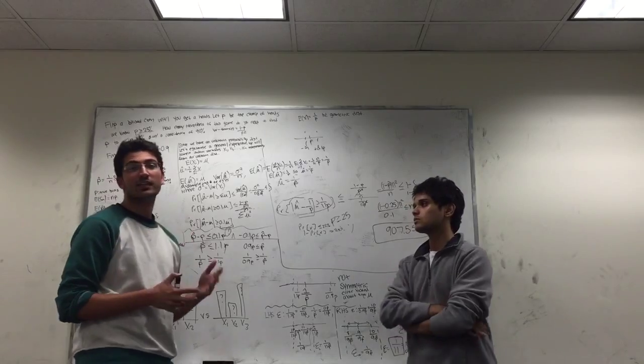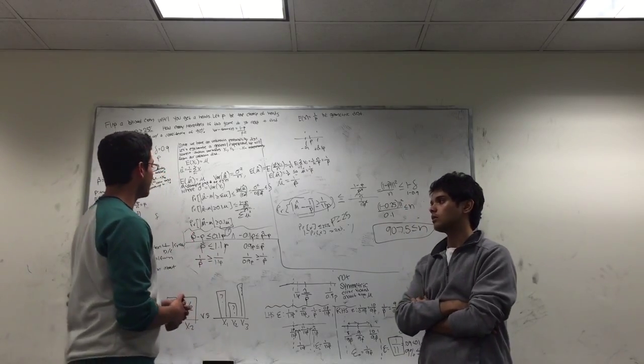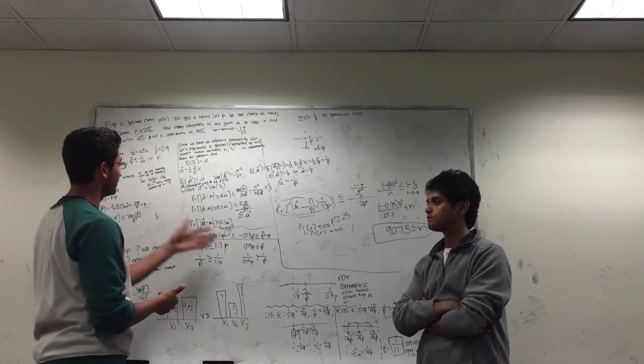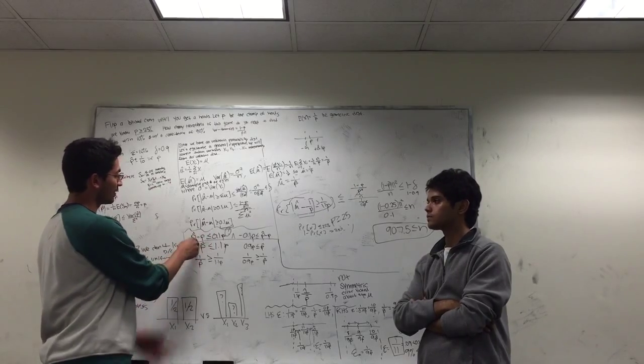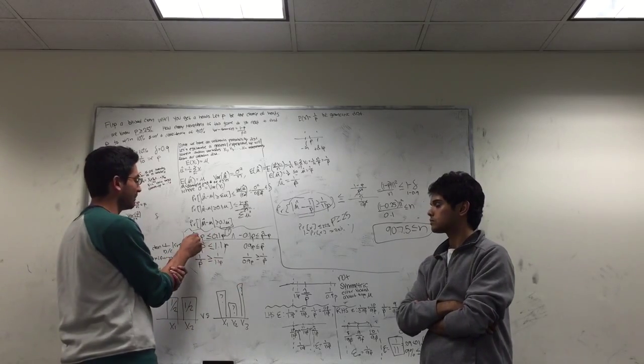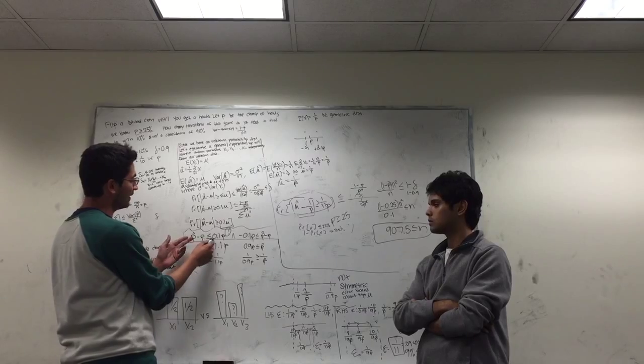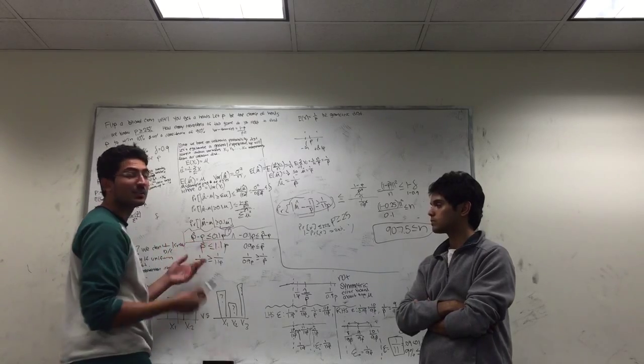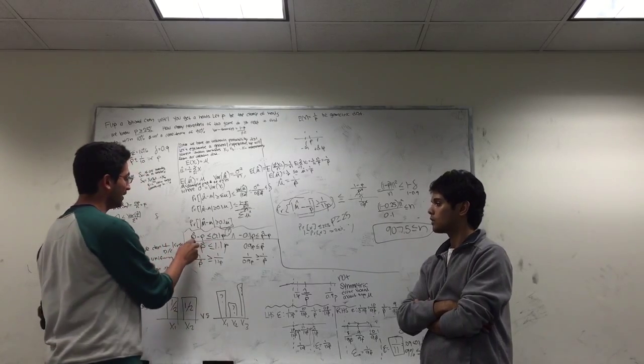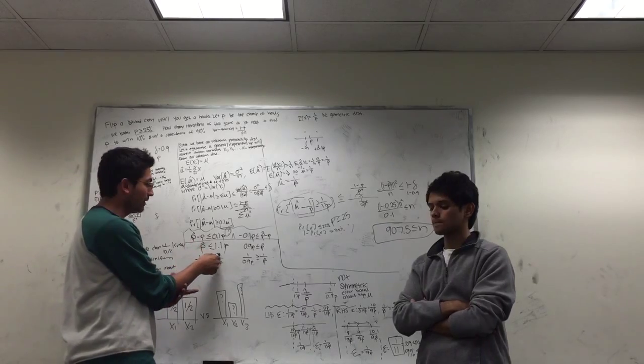Right, we know that the error has to be within 10%. Let's just calculate it one step at a time. p hat minus p is less than 0.1 p. Let's add p to both sides. So now we just have p hat is less than 1.1 p.